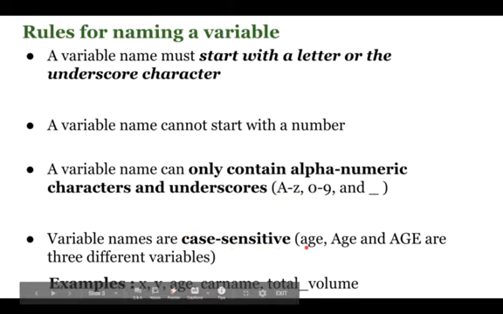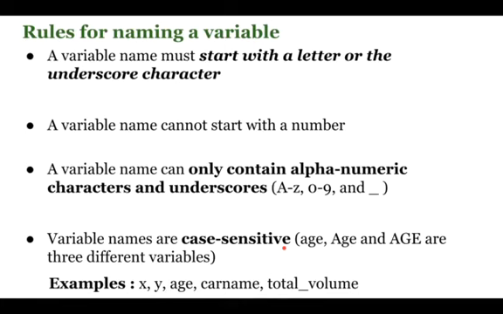For example, age with all letters small, and capital A, small g, small e is different from this, and capital A, capital G, capital E is different from this. All these three are treated differently. Some examples for variables are x, y, age, car name, total, underscore, volume.